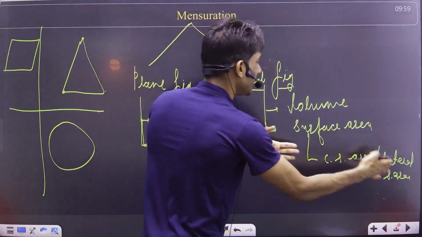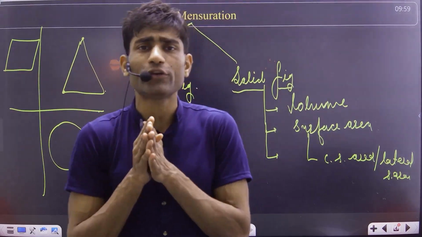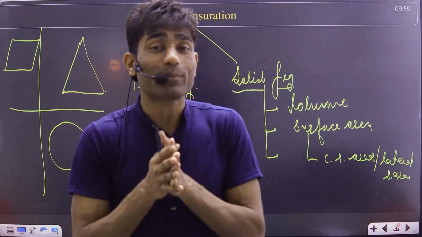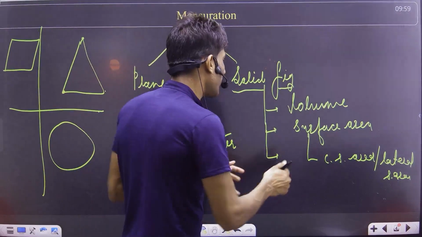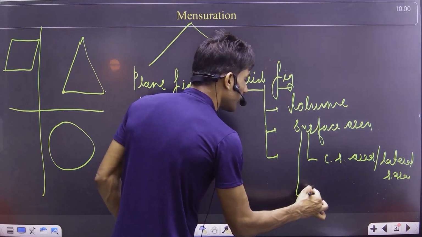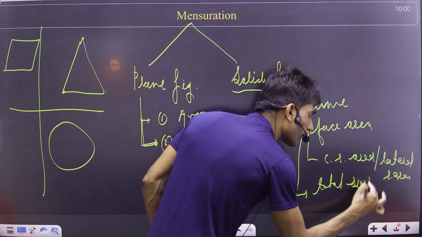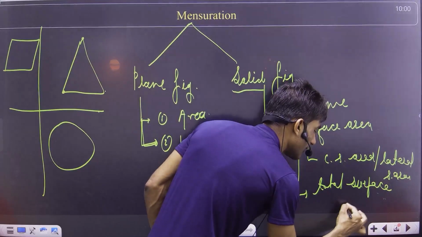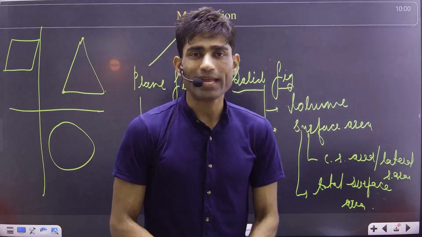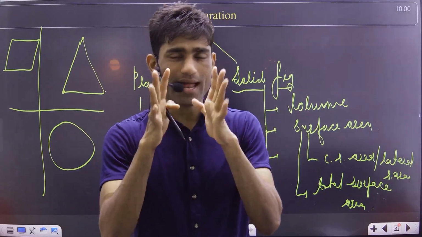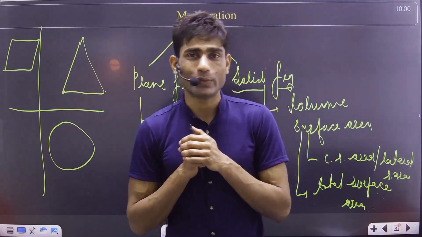The curved surface area, lateral surface area, all the surfaces which are present in our solid figure, when we add all of these surfaces, we get the total surface area, okay. This one is our surface area: curved surface area, total surface area, lateral surface area. This concept we have to understand in today's lecture, okay.